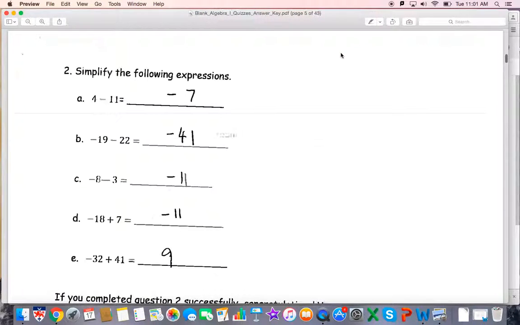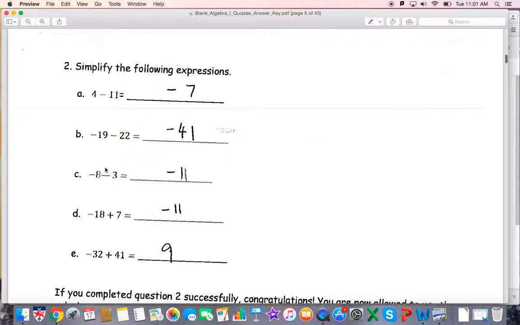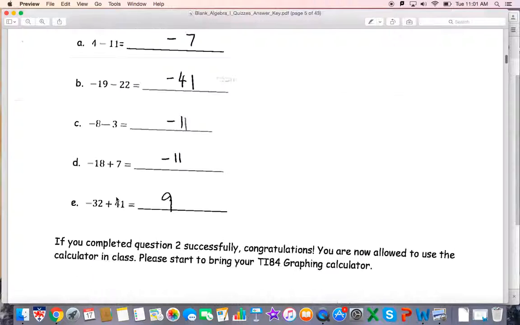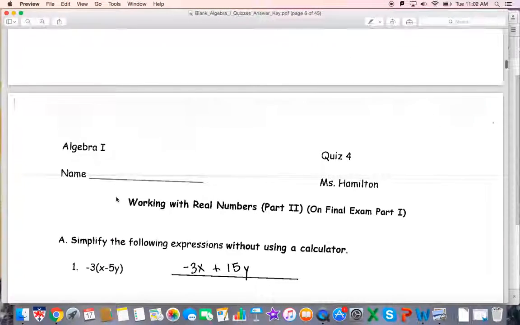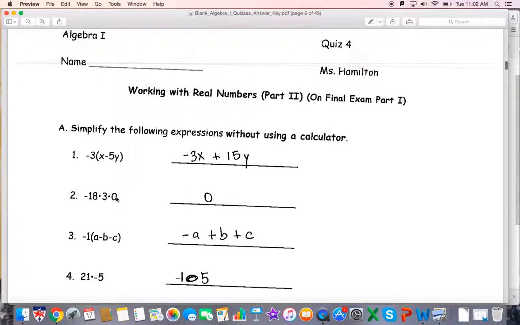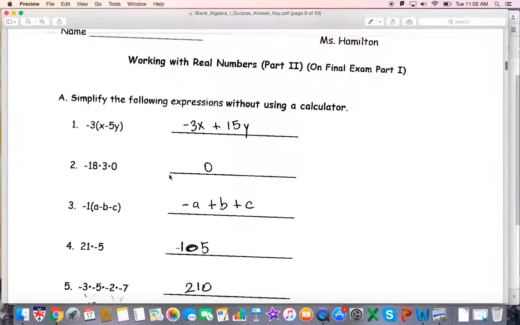All right, the next thing that you had to do in this quiz, you can actually do with a calculator now, so you don't really have to worry about that much. And that was quiz 3. All right, moving on to quiz 4. There's some other properties that you have to know how to work with. However, you don't really have to name these properties.